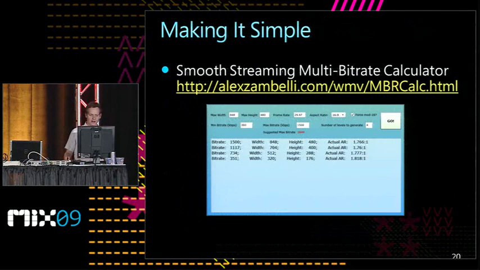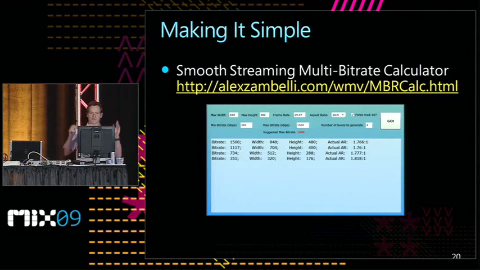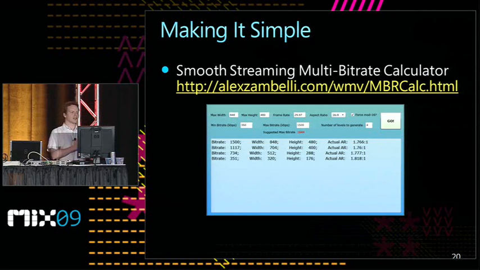And the tool that we've currently got is a tool that Alex Zambelli wrote that allows me to define, here are my constraints, here are my resolutions, here are my levels. Go figure it out for me. And this does a great job. It also handles the notion that your resolution must be divisible by 16 to get the best and most efficient encoding. So this is a tool that's on the internet. You can hit that link, put your resolutions in, and it will actually spit out a preset that Expression Encoder can then consume.